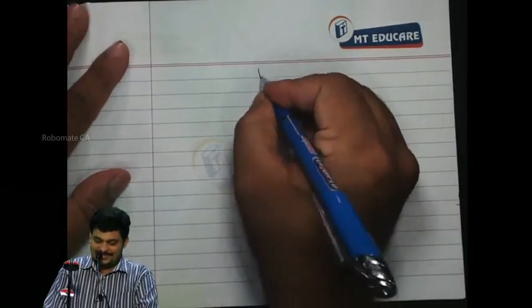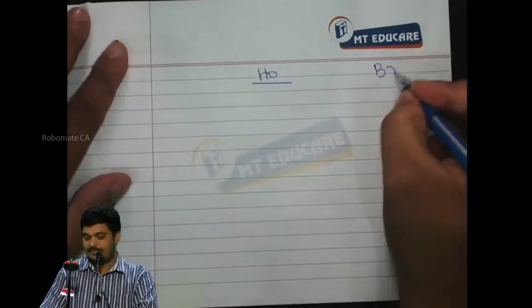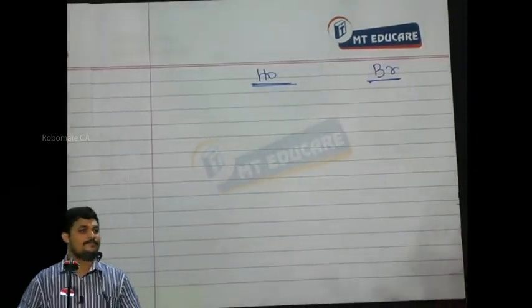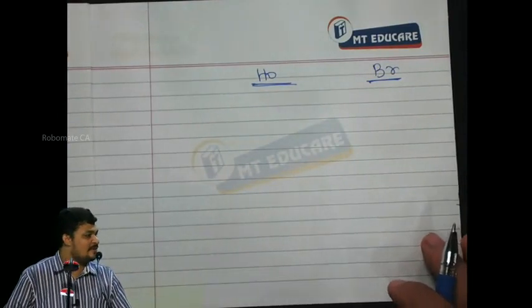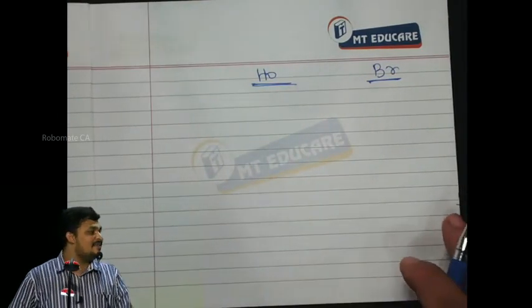Friends, please listen. Head office, branch. Friends, please stop talking. My dear friend, turn here. Listen.